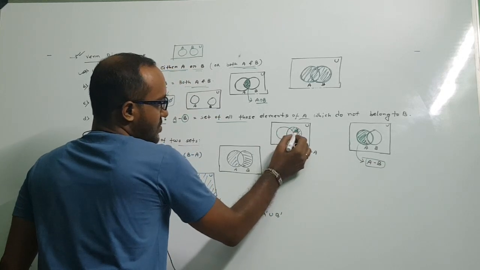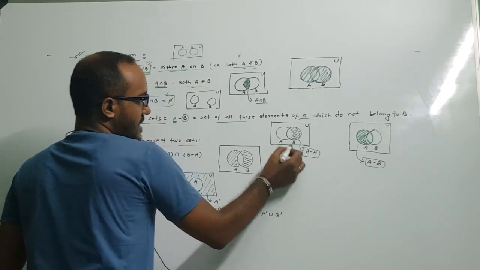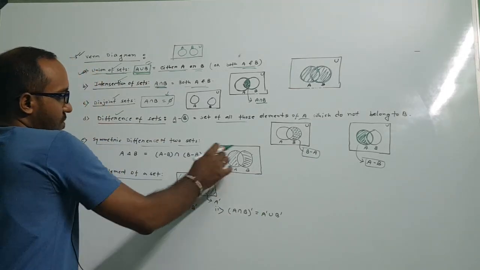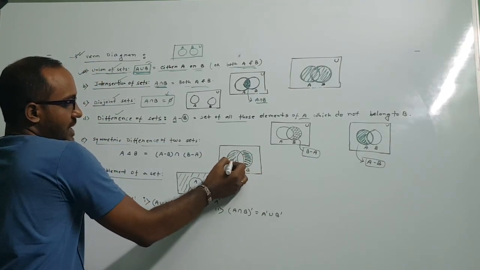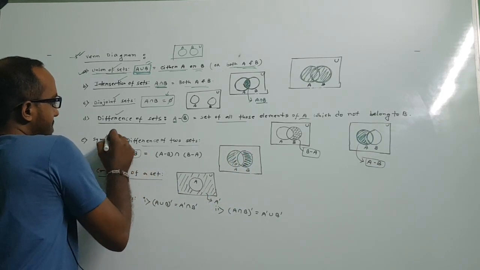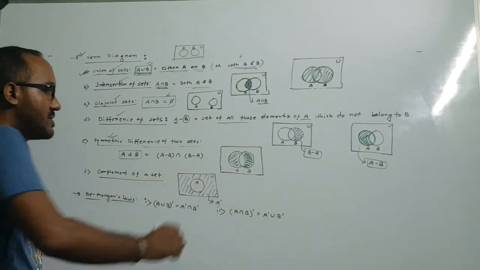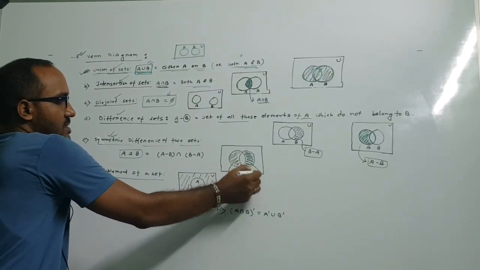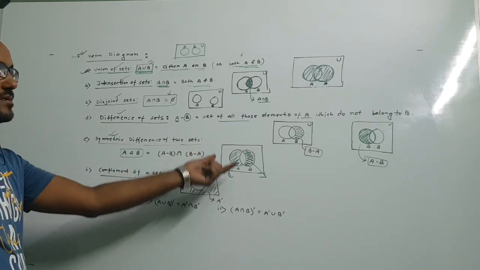And the set of elements which lie only in B, not in A, is represented as B minus A. And both of them together, this is A minus B, this is B minus A. This whole thing is represented as A delta B, and this is known as the symmetric difference. This is your A minus B, this is your B minus A, and if you take their intersection, what will you get? Nothing.